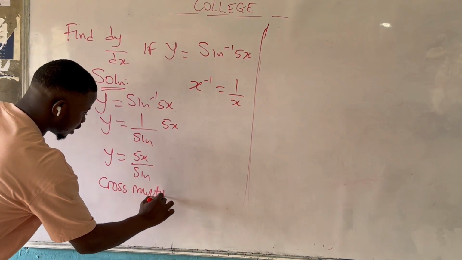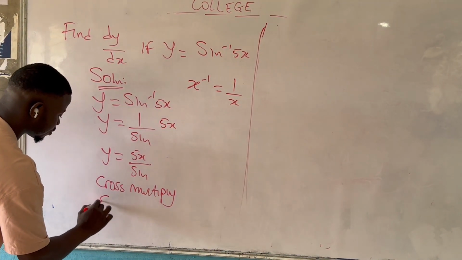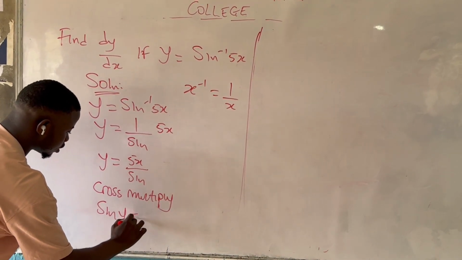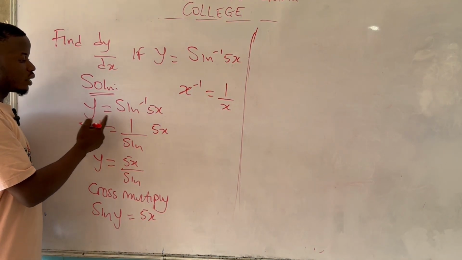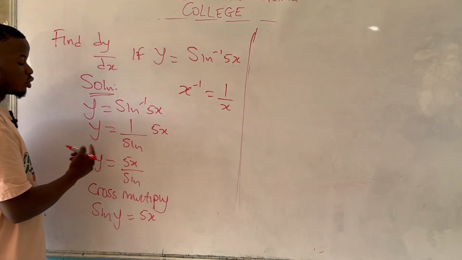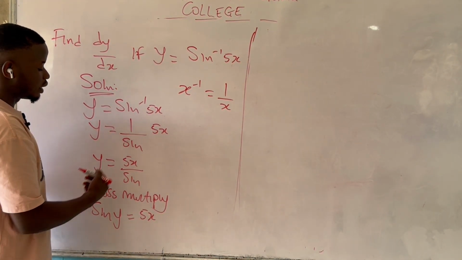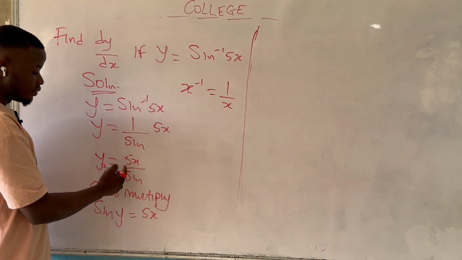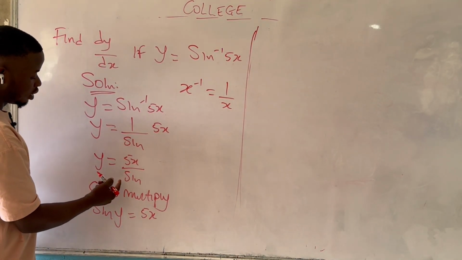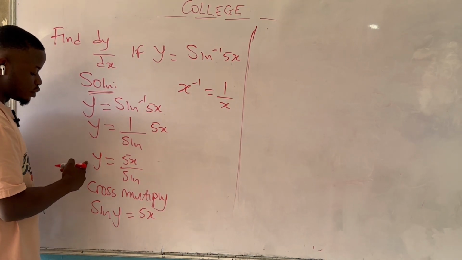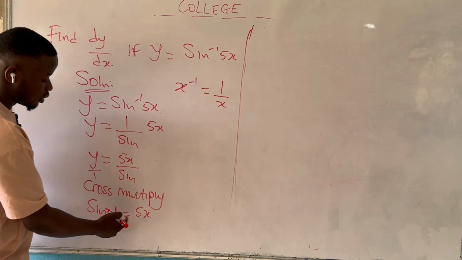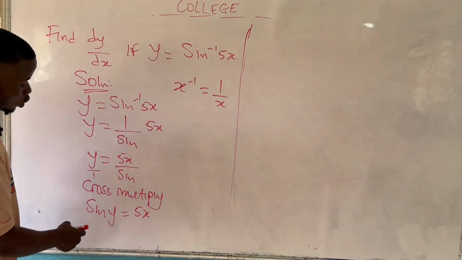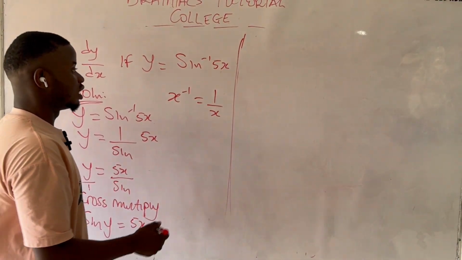So when you cross multiply, we're going to have sine y is equal to 5x. From the question we have y equals sine inverse of 5x, which can also be written as 1 over sine times 5x. So we have y equals 5x over sine. We can cross multiply from here: sine times y will give us sine y, then 1 times 5x will give us 5x. So now we can differentiate both sides with respect to x.